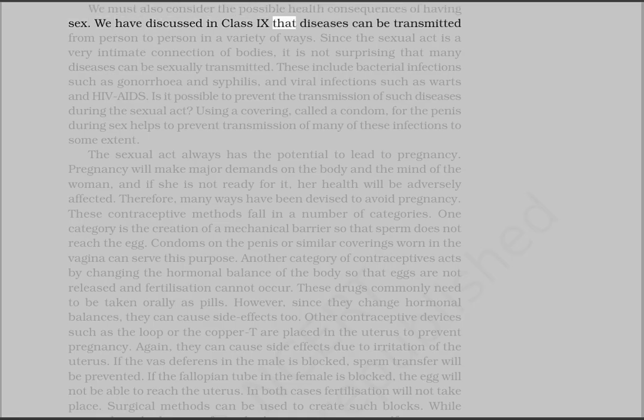We have discussed in Class 9 that diseases can be transmitted from person to person in a variety of ways. Since the sexual act is a very intimate connection of bodies, it is not surprising that many diseases can be sexually transmitted. These include bacterial infections such as gonorrhea and syphilis, and viral infections such as warts and HIV/AIDS. Is it possible to prevent the transmission of such diseases during the sexual act? Using a covering, called a condom, for the penis during sex helps to prevent transmission of many of these infections to some extent. The sexual act always has the potential to lead to pregnancy.